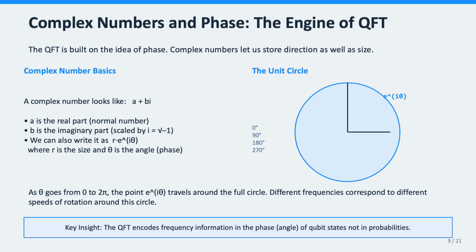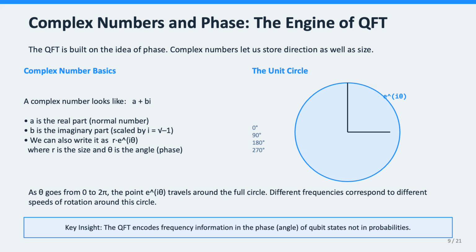Phase refers to where on the circle a particular point sits, the angle. When we say the QFT stores frequency information in phase, we mean it arranges the output qubits so that their angles encode which frequencies are or were in the input. This is also why measuring a qubit destroys the information. When you measure, you force the qubit to commit to just one value and all the phase information is lost.